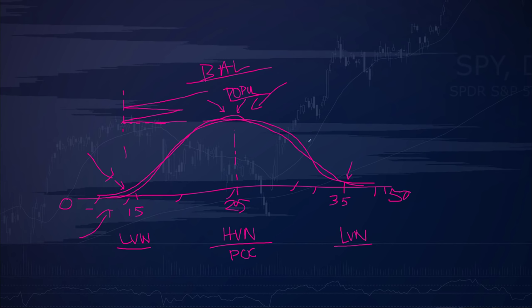So one more time, as price reaches areas of unfair value or fair value or most popular value, price is going to want to spend more time in the popular areas than in the unpopular ones. That is the basis of market auction theory and what I teach at activetraders.chat with my team.